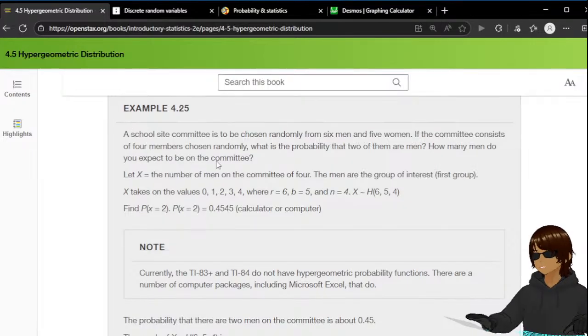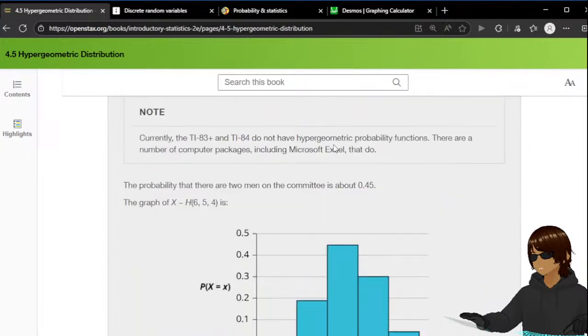A school site committee is to be chosen randomly from 6 men and 5 women. The committee consists of 4 members chosen randomly. What is the probability that 2 of them are men? How many men do you expect to be on the committee? 6 men and 5 women. And we are choosing 4 randomly, right? 4 times 2 times 3, 4 randomly. 6 plus 5 is 11.